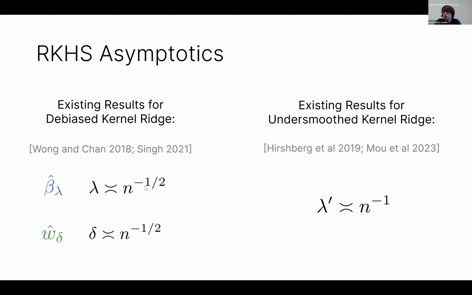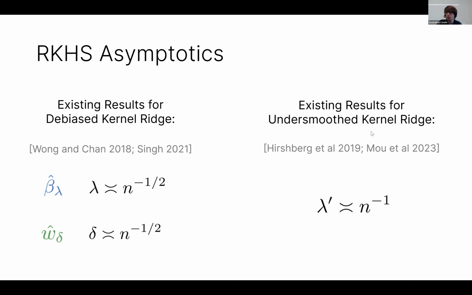One way of trying to make progress towards hyperparameter tuning is to look at RKHS asymptotics. There's lots of recent results looking at ridge regression type things and reproducing kernel Hilbert spaces. There's results for debiased kernel ridge, and usually these have a double kernel ridge form where you use a kernel ridge outcome model and kernel ridge for the weights. Typically, those results show that if you have a hyperparameter schedule that's around n to the -1/2 for both the outcome model and the weighting model, then you get something that's asymptotically normal.